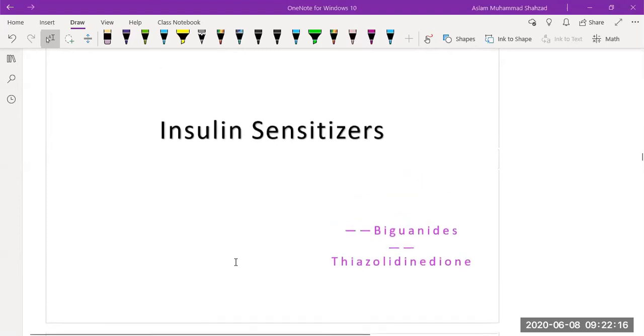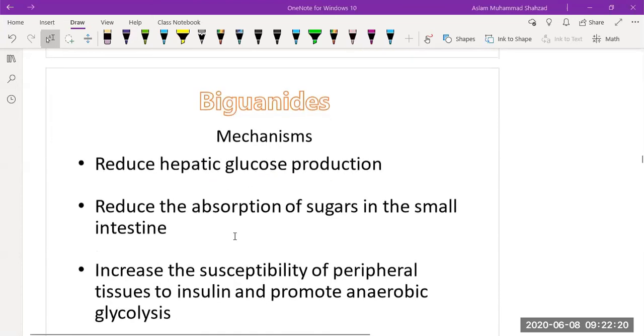Then we have insulin sensitizers. We have biguanides and thiazolidinediones. For biguanides, the mechanism is that they act on hepatic glucose production. Their main action is to reduce hepatic glucose production at the liver, and reduce the absorption of sugar in the small intestine. So their main action is on the liver and on the small intestine, and they increase the susceptibility of peripheral tissues to insulin and promote anaerobic glycolysis.